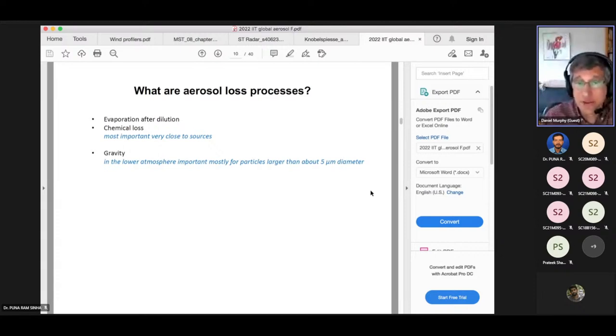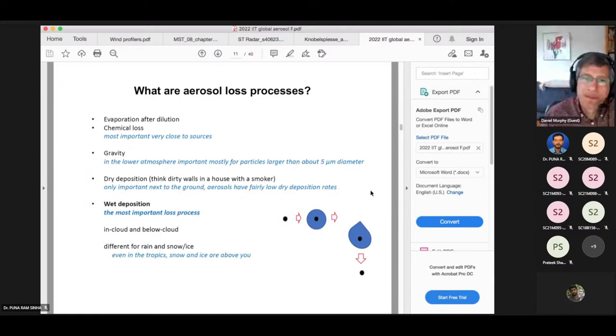There's also gravity. Particles can fall. In the lower atmosphere, that's mostly important for particles bigger than about 5 microns. And then there's the deposition processes. It's typically divided into dry deposition and wet deposition.